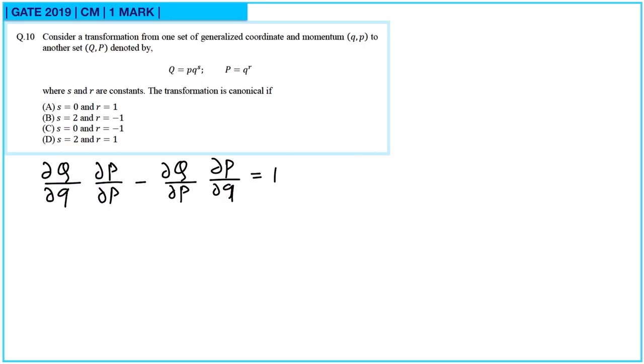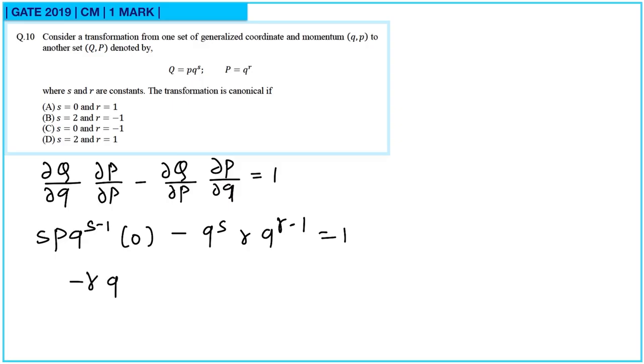So ∂Q/∂q is S p q raised to S minus 1. Then ∂P/∂p is 0, minus this will be q raised to S. ∂P/∂q is R into q raised to R minus 1, and that should be equal to 1. That means minus R q raised to S plus R minus 1 should be equal to 1. That means R is equal to minus 1. There is no q term here.